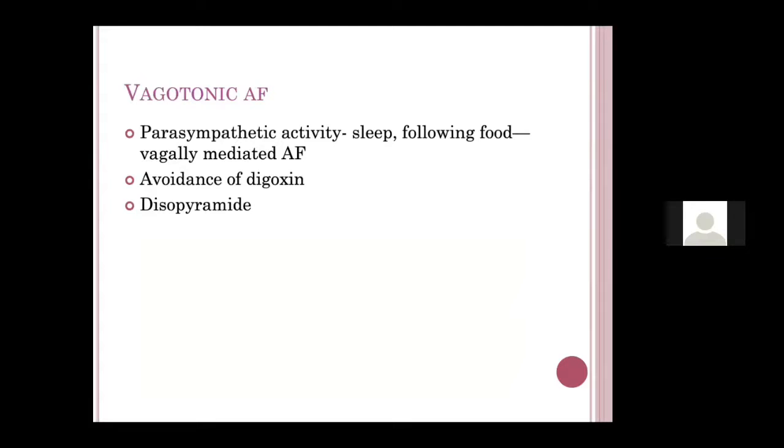Now, many a times you will encounter something known as vagotonic AF. The patient may present to the emergency department with AF, and you will ask, there will be a history of vomiting. So sometimes vomiting can cause atrial fibrillation, and the important thing is it is due to vagal mediated AF. Also sometimes during sleep or following food they can have AF. One of the important things is digitalis causes vagotonia and can cause AF. One of the important treatments is disopyramide. Disopyramide has a vagolytic action and it can be used for the treatment of vagotonic AF.